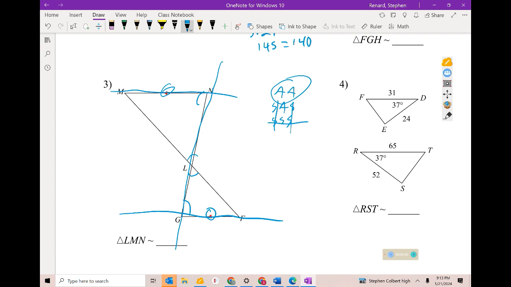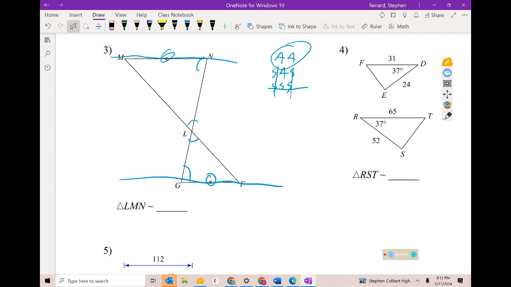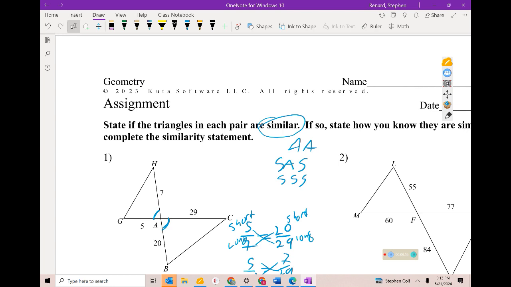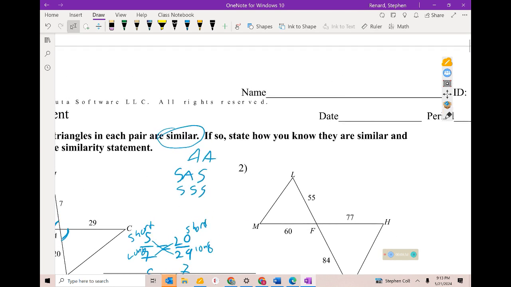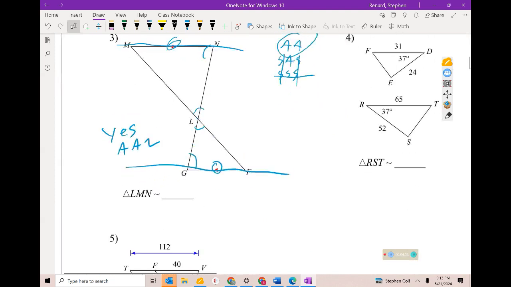So now, and this is really important here, we're going to put yes, angle-angle similarity. Is that necessary? Absolutely. Read the instructions. State if the triangles in each part are similar. Yes. If so, state how you know they are similar. Angle-angle. And then complete the similarity statement.